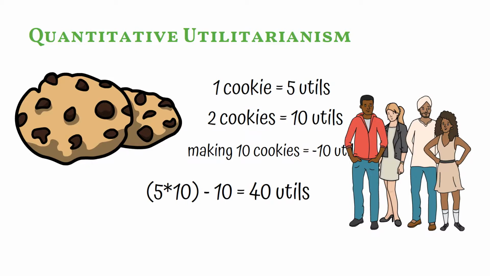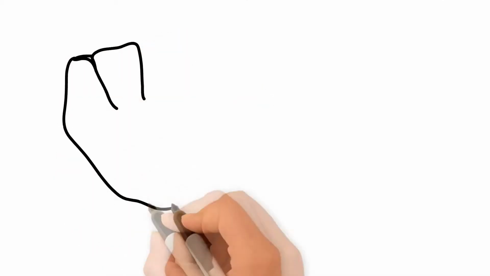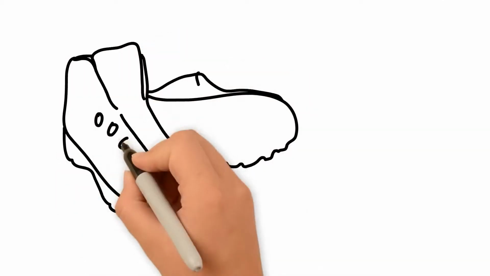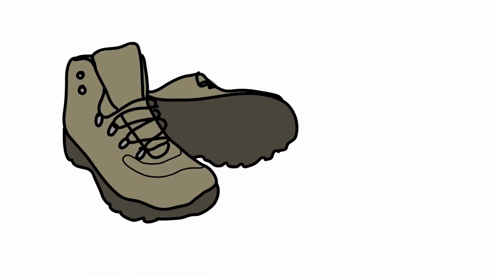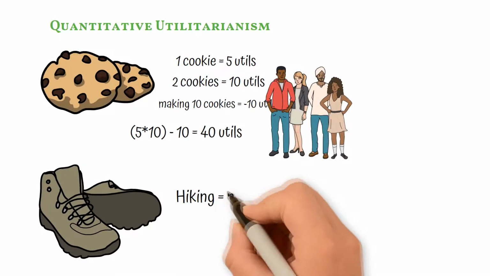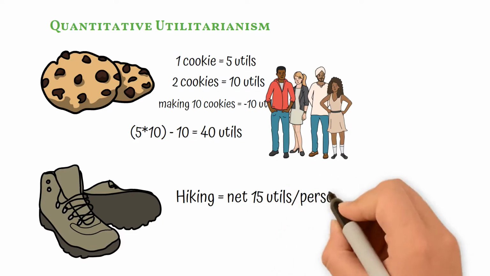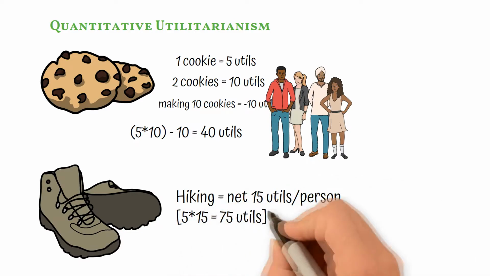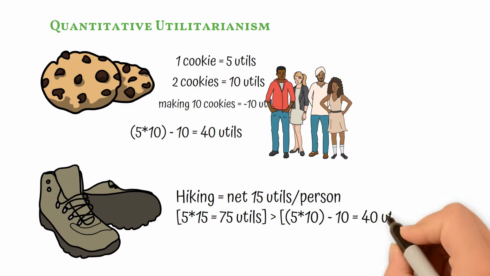In quantitative utilitarianism, we don't always have to compare similar things. Say you have enough time either to make cookies or to go on a hike with your friends. Hiking is work, for sure, but let's save some math and say that you can net 15 pleasure if you hike for the same amount of time that it takes to make the cookies. Turns out, hiking is more ethical than cookies, alas.